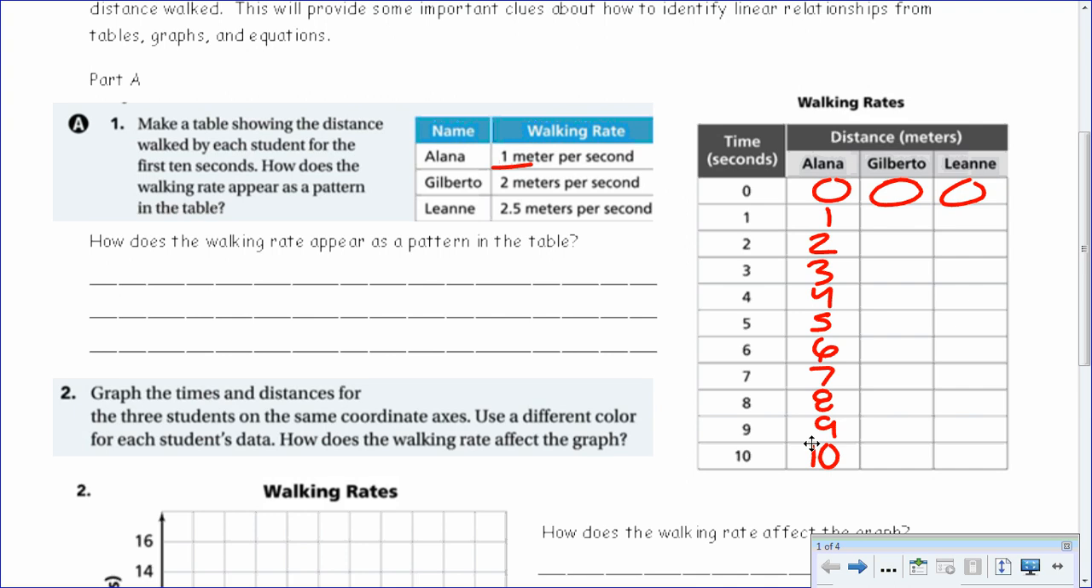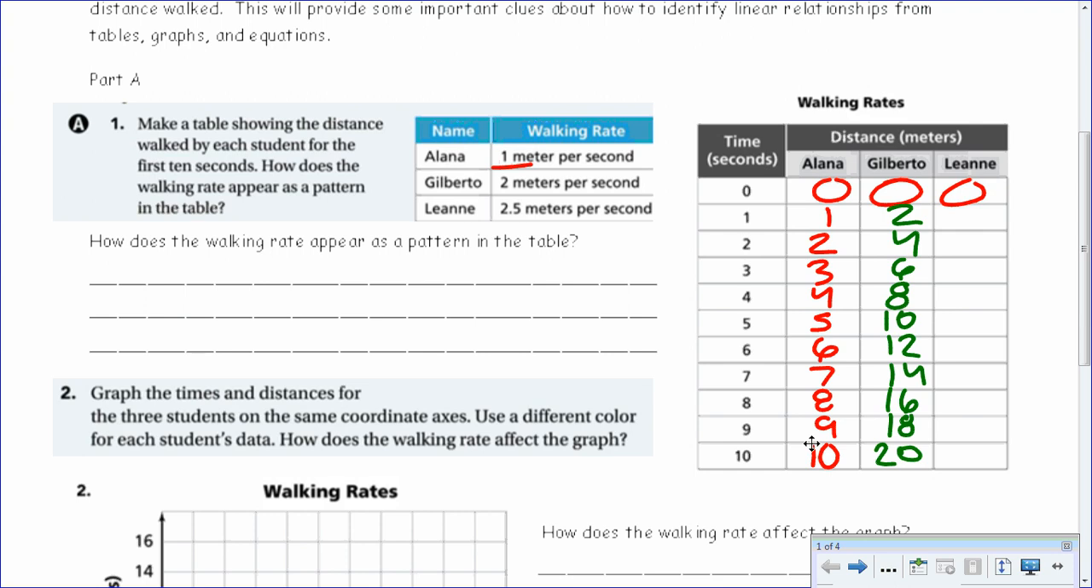So same thing with Gilberto. He's going to walk 2 meters per second. At 1 second, he's at 2 meters. At 2 seconds, these are multiples of 2 now, so we're going to go to 4. At 3 seconds, he's going to have 6, then 8, 10, 12, 14, 16, 18, and 20. So at 10 seconds, Gilberto's going to be walking 20 meters.